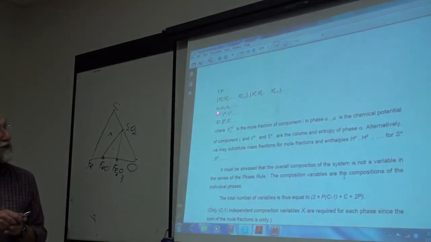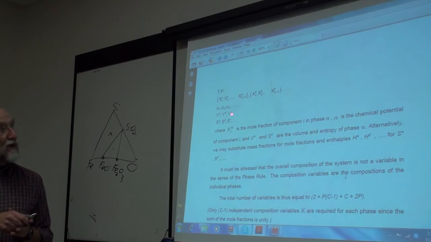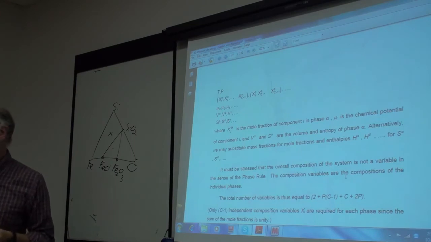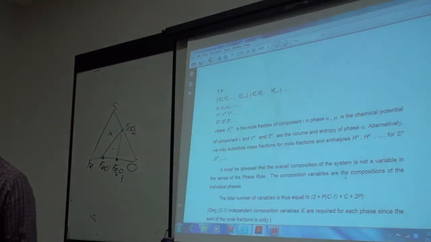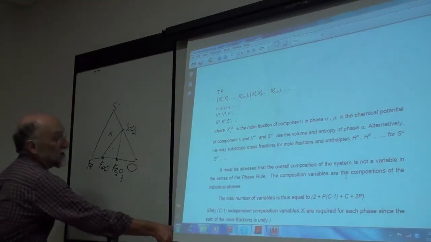We would also like to look at the molar volume, or the total volume if you like, of phases alpha, beta, gamma. I'd like to look at the entropies of phases alpha, beta, and gamma. These are the ones we're normally going to be dealing with. Now I said the entropies, but you could use H rather than entropy. What do I mean by that? I simply mean they're not independent.